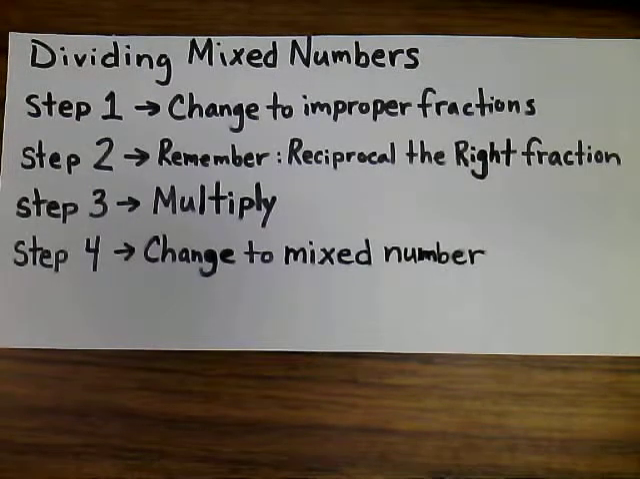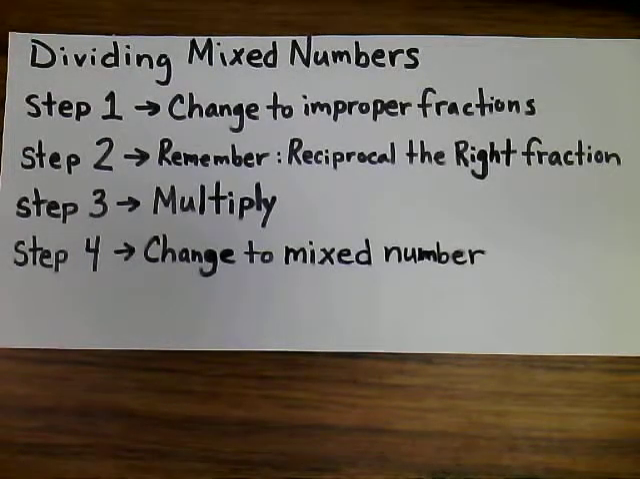Step two is then to remember, reciprocal the right fraction only. After you reciprocal the right fraction, you then turn your division problem into a multiplication problem. You'll then multiply, and in many cases, your answer will end up being an improper fraction. In that case, you'll change it back to a mixed number. Of course, if your answer needs to be simplified, you'll make sure you do that as well.